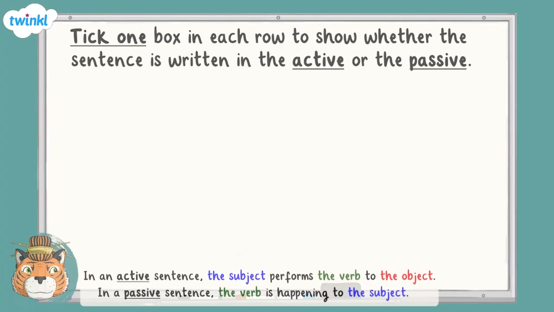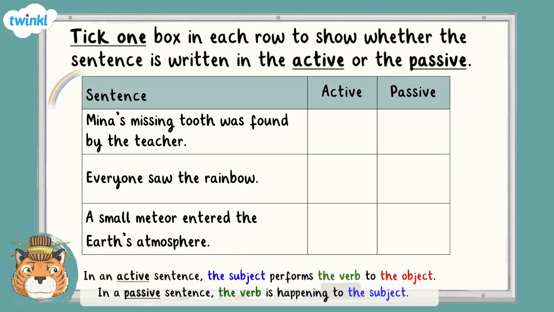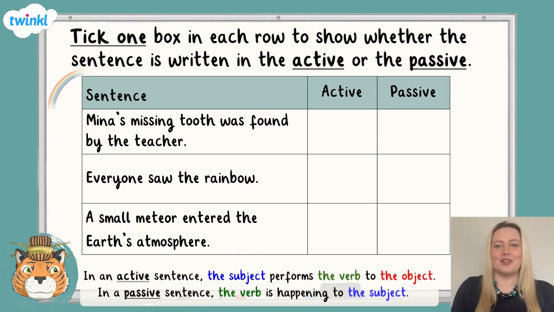Hoo-yah! For our final question, you're being asked to tick one box in each row to show whether the sentences are active or passive. You may wish to write your answers down on a piece of paper or whiteboard, or you may just wish to say them aloud. Sentence 1 says, Mina's missing tooth was found by the teacher. Sentence 2 says, everyone saw the rainbow. Sentence 3 says, a small meteor entered the Earth's atmosphere. Pause the video now and have a go.